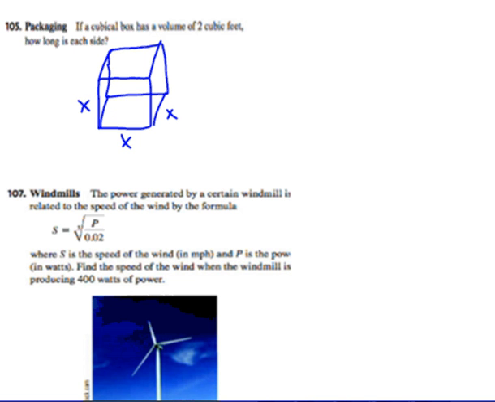How long is each side? Who remembers from last year how you get the volume of a cube? Side cubed, right? So volume equals side cubed. What this is saying is we're going to call our side x. The volume is 2, or 2 cubic feet, and that equals x cubed, because I'm making x our side length here. So what is each side length here?